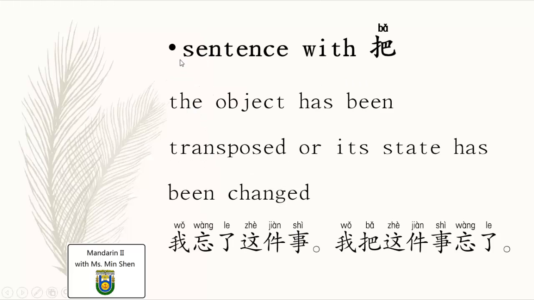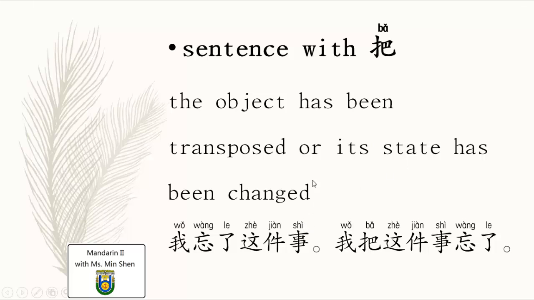Second grammatical feature in this lesson, let's look at this sentence with the character 把. In the class, we already know if we use this 把, somehow we change it to make something done in the sentence. So basically, if we use 把 in the sentence, somehow it indicates the situation or the state has been changed, right? Especially the object, its state has been changed.